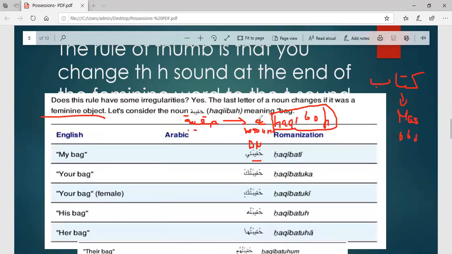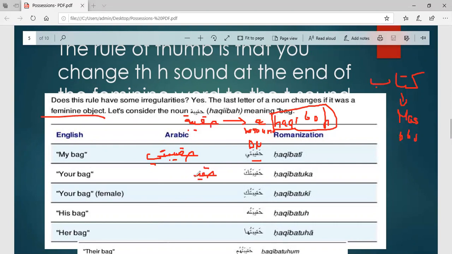So this last letter, which is the ha sound, changes when it's attached to the possessive pronoun. My bag is haqiba, okay? Bag only is haqiba. But this ta marbuta, which is pronounced as ha when it's not attached to a possessive pronoun suffix, changes, because it is ta marbuta, to become ta in the middle that needs to be pronounced. So my bag is haqibati, and your bag is haqibatu ka.